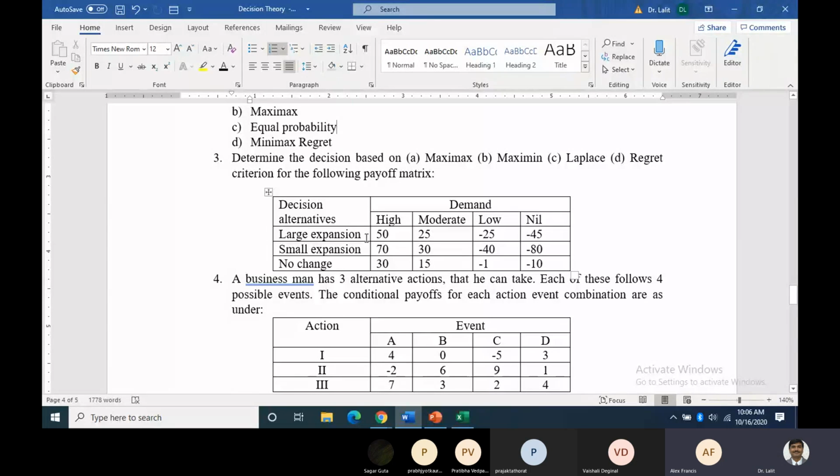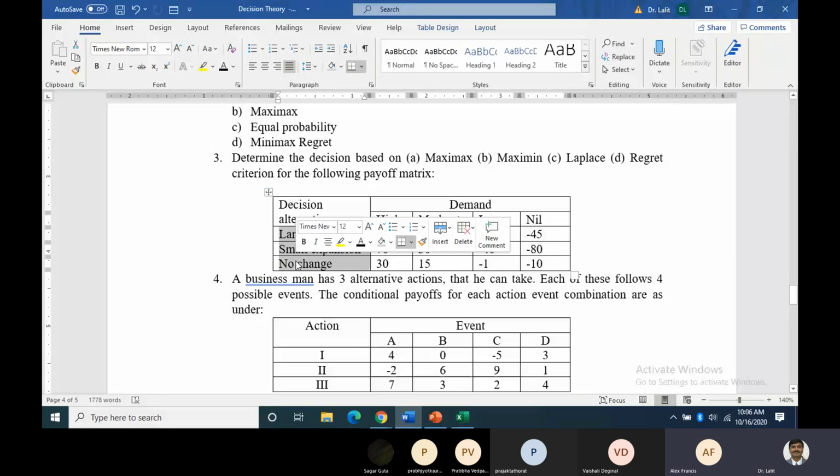ये बहुत इंपॉर्टेंट चीज है यहाँ पे. स्टेट ऑफ नेचर क्या है? डिमांड इज अ स्टेट ऑफ नेचर. यू कैन नॉट प्रेडिक्ट डिमांड, राइट? और ये डिसीजंस हैं. प्लांट का एक्सपेंशन, लार्ज एक्सपेंशन करना है, स्मॉल एक्सपेंशन करना है, या नो एक्सपेंशन, राइट? तो दीज आर द डिसीजंस.